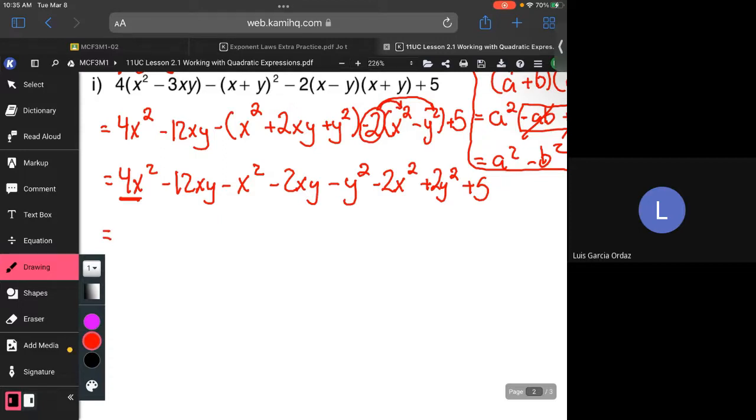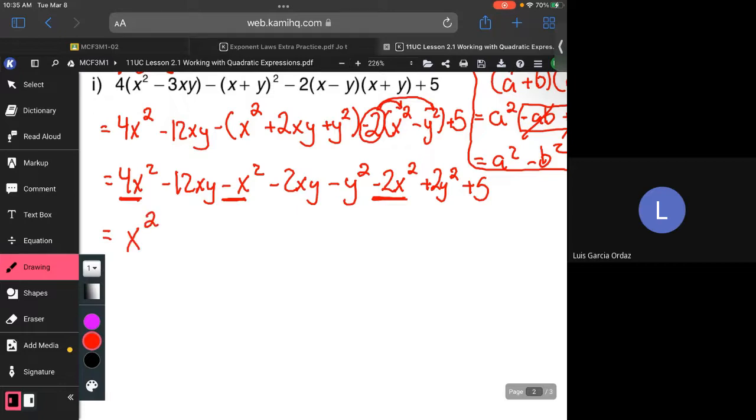More than 2. 3. So what is 4x squared minus x squared minus 2x squared? Yep, it's just x squared.